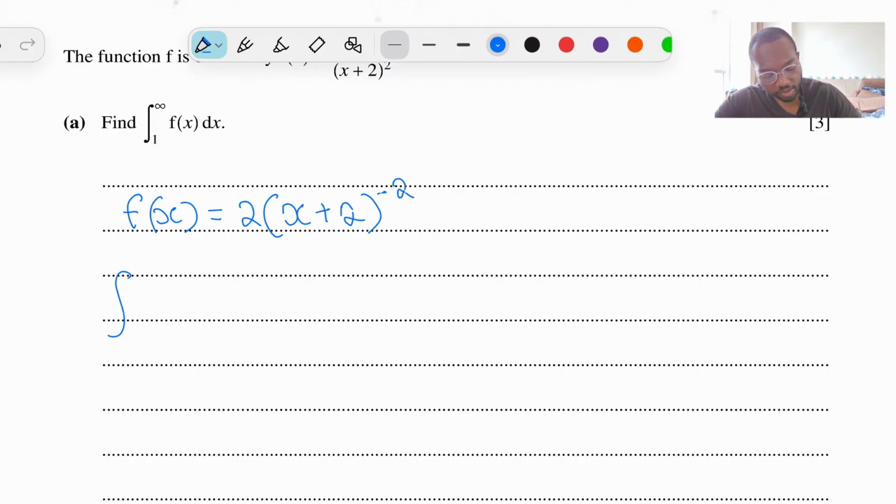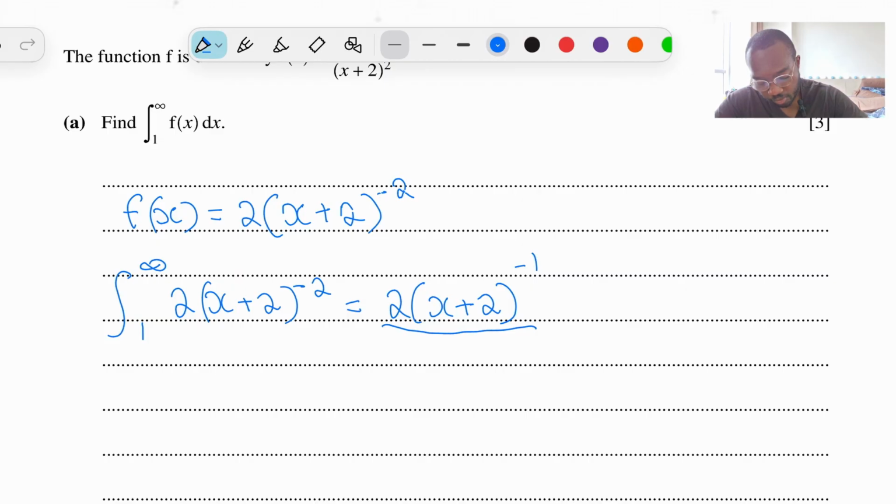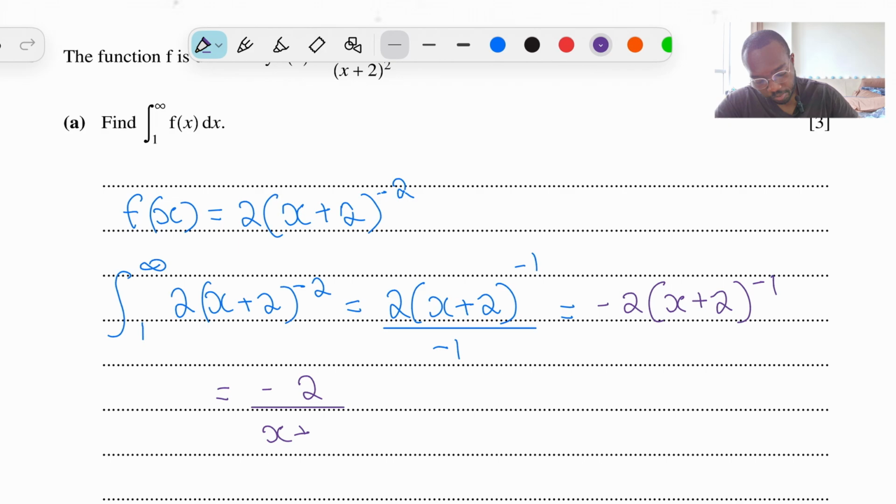And now if we integrate this, okay, so we have infinity here, we have 1 here, if we integrate (x plus 2) to the minus 2, what would that be, okay? So again, we just need to add 1 to the power and then divide by our new power. So that would be a 2, we'd still have that, and then we'd have (x plus 2) to the minus 1, and then everything would be divided by minus 1. So we'd be left with minus 2 (x plus 2) to the minus 1, which then is minus 2 over (x plus 2).